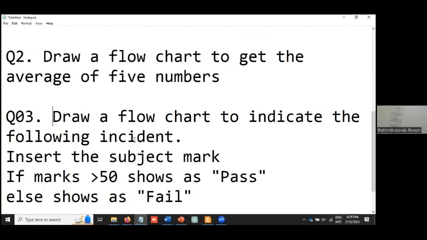First thing is you need to insert the subject mark, right? Then there is a condition here. The condition is if marks greater than 50, you need to show as a pass. If it is not, that means the else part, you need to show as a fail. Right? Can you try this one as homework? Then next day we will try to complete both exercises.